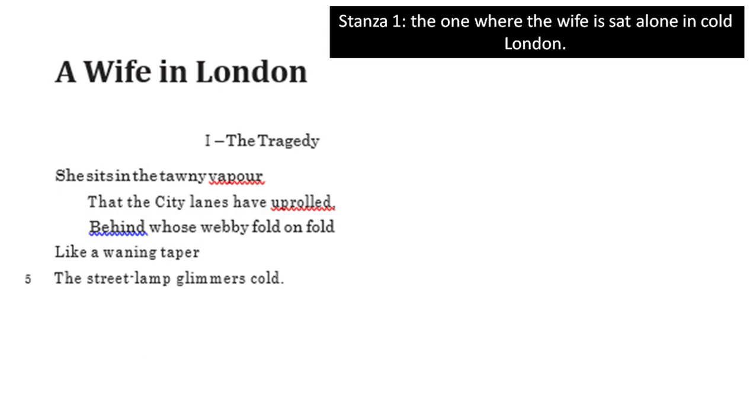All right, so the tragedy. Stanza 1 is the one where the wife is sat alone in cold London. I'm going to try and give you summaries of each stanza to help remind you what's going on in each one. I'm totally nicking how they name Friends episodes, if anyone is a fan of Friends. All right, so let's get started.